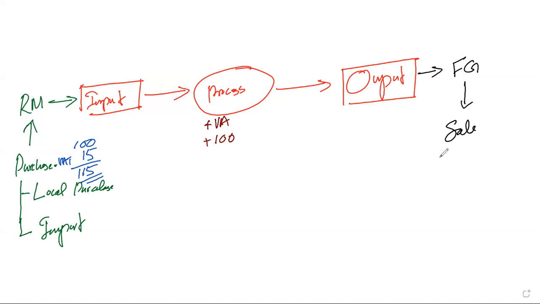When you are selling, it may be a local sale or export, and different tax rates apply. Let's assume a local sale. You purchase 100 million worth of raw material, input it into the process, and add value including the profit margin. Then your selling price would be 200. If VAT is 15%, your VAT would be 30.